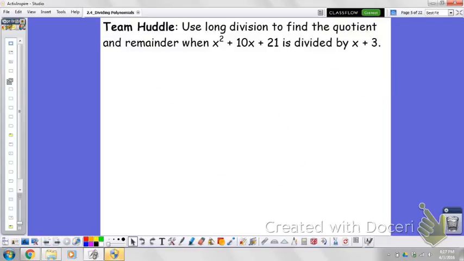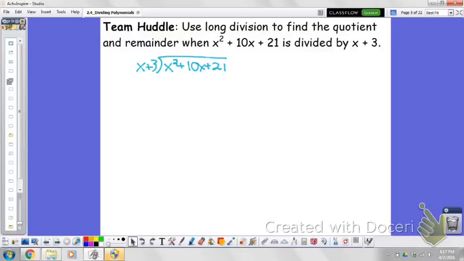So let's go ahead and do another one together. We're going to use long division to find the quotient and remainder when x squared plus 10x plus 21 is divided by x plus 3. So we have x squared plus 10x plus 21 divided by x plus 3.